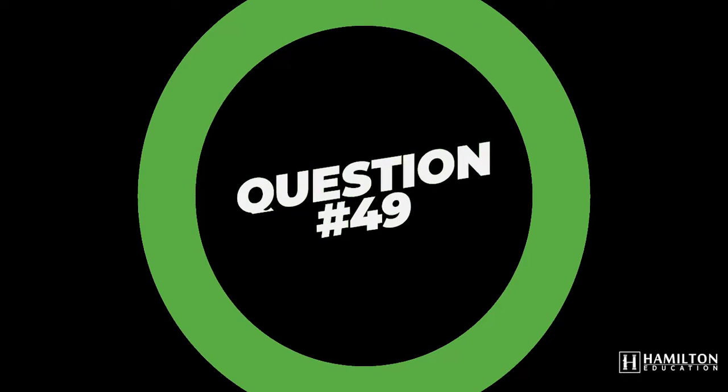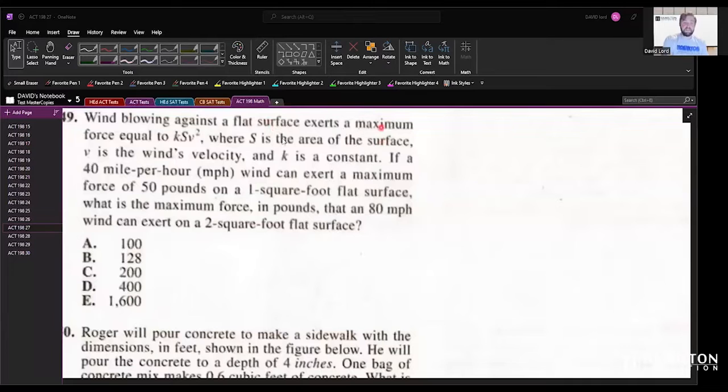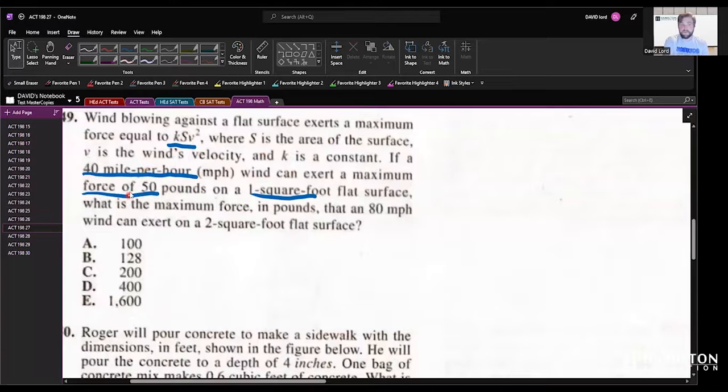Question 49. Wind blowing against a flat surface exerts a maximum force equal to KSV squared, where S is the area of the surface, V is the wind's velocity, K is a constant. If a 40-mile-per-hour wind, so that sounds like one of our V's, can exert a maximum force of 50 pounds on a 1 square foot surface. So we have all three. We have force, we have speed, and we have area, so we can solve for K. What is the maximum force in pounds that an 80-mile-per-hour wind can exert on a 2 square foot surface?